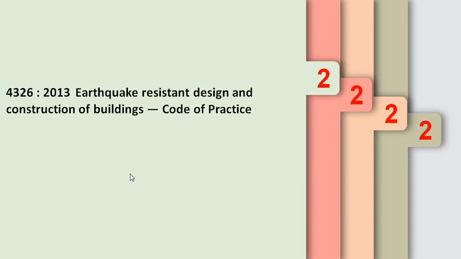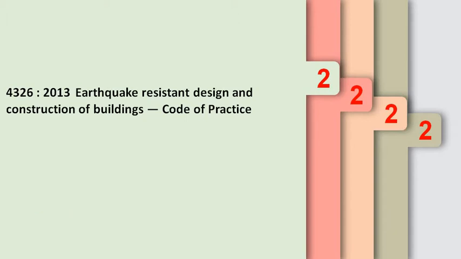Then 4326:2013 as well. That is the code of practice for earthquake resistant design and construction of buildings. Other than that, the codes IS 1786 and 16172 are also referred to in this code.